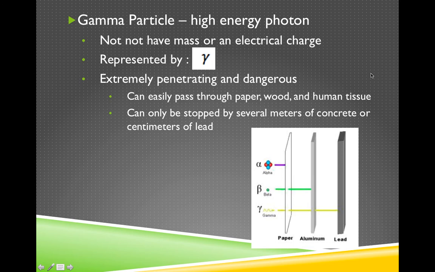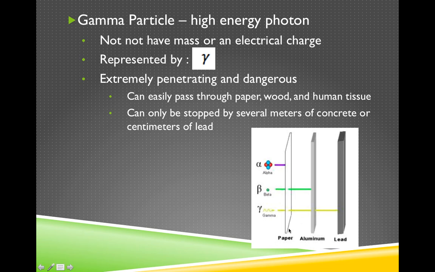This is extremely penetrating and dangerous. It can easily pass through paper, wood, and human tissue. It can only be stopped by several meters of concrete or centimeters of lead. So this is the type of radiation that is damaging. This is the type of radiation that you have to wear the lead vest for when you go get x-rays taken. This is the kind of radiation that everybody is so scared of, that's so damaging, that we're worried about with nuclear reactors. Gamma particles are by far the worst type of radiation that you can be exposed to.